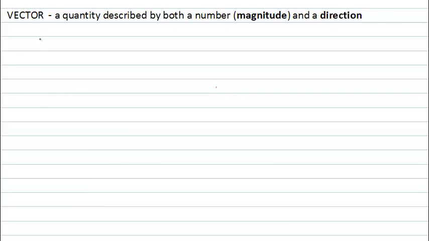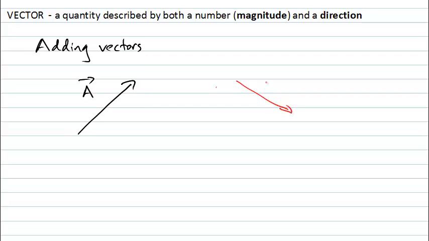Sometimes we need to add two vector quantities. It's important to remember we can't just add their magnitudes in general. These are quantities that also have directions. So how can we add two vectors? Well, imagine we had a vector here we will call vector A, and we had some other vector we wanted to add to that, for example this vector here, which we'll call vector B.